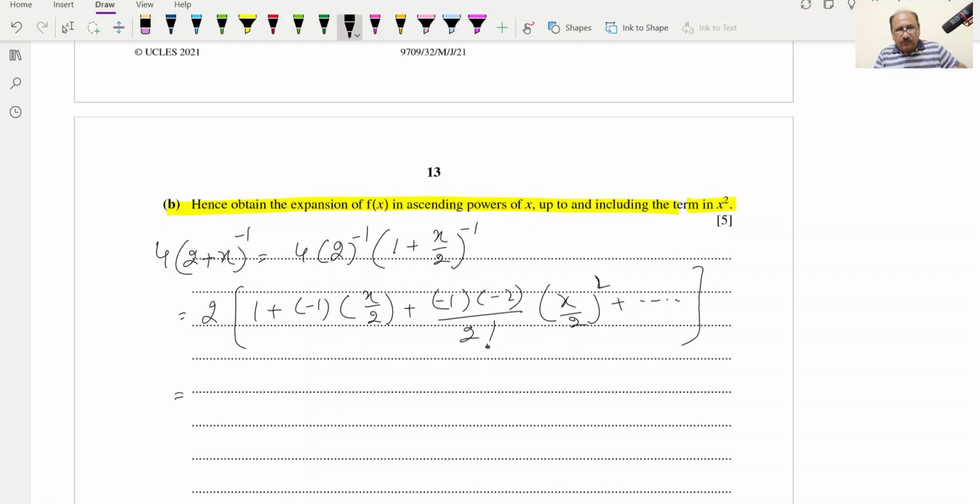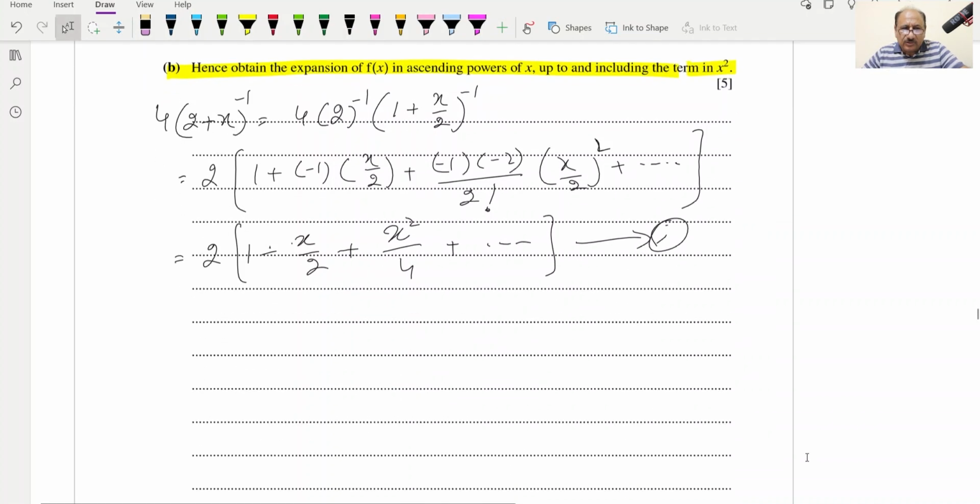Further we can rewrite it as 1 minus x by 2, and minus minus is plus, so 2 over 2 factorial cancels, it will be 1, so plus x squared by 4, since (x by 2) whole square will be x squared over 4, and so on. So this will be our equation, we can represent this as equation 1.